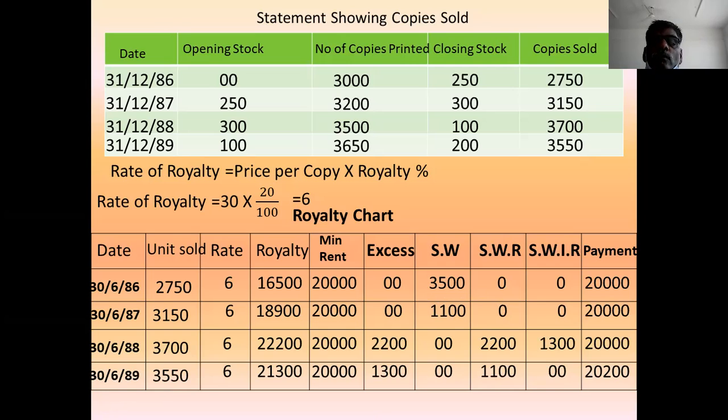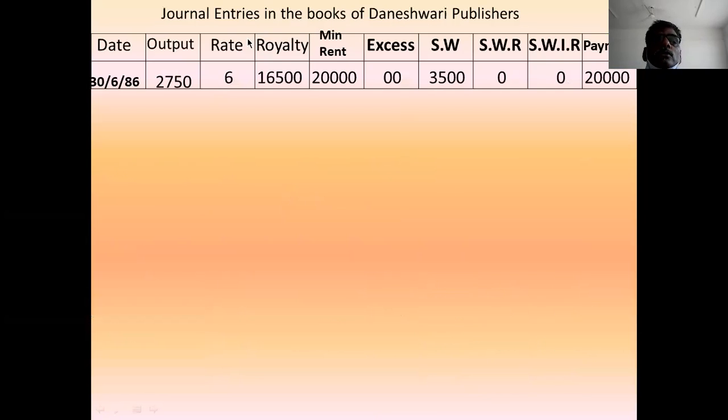Okay, I'll show the journal entry. You see here, journal entries in the books of Dhaneshwar Publishers. I have taken the columns and rows. First year, this is the information. For your convenience, I have taken the table, not for record purposes. You don't draw this table in the examination.